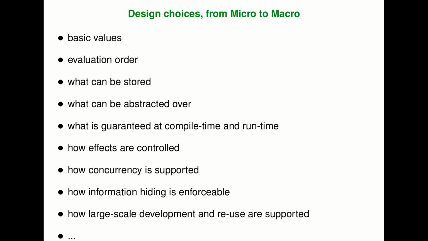And again, all of these choices influence each other. The choice of what your basic values are affects how concurrency is supported, and concurrency affects whether and how information hiding works, because a concurrent computation can sometimes see intermediate states of your program. So all of these things interact with each other, and you have a lot of degrees of freedom at each point.